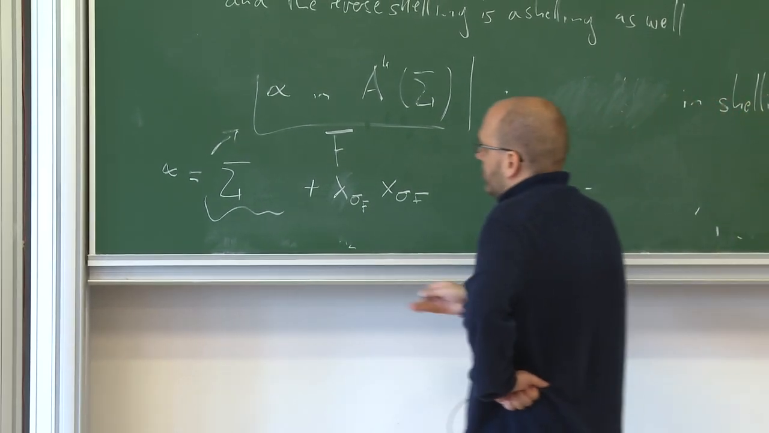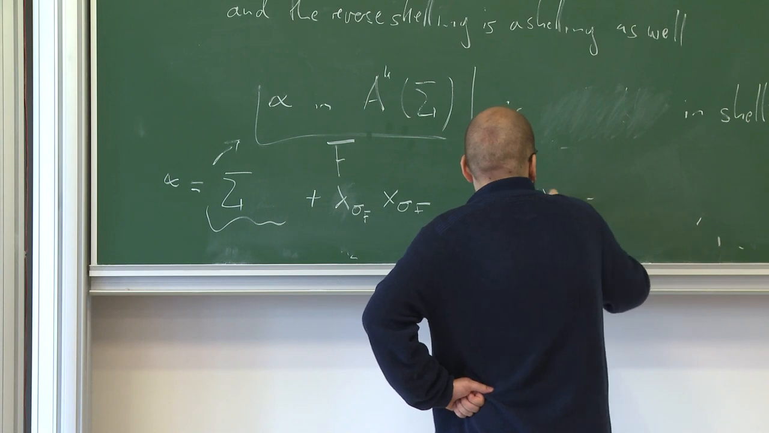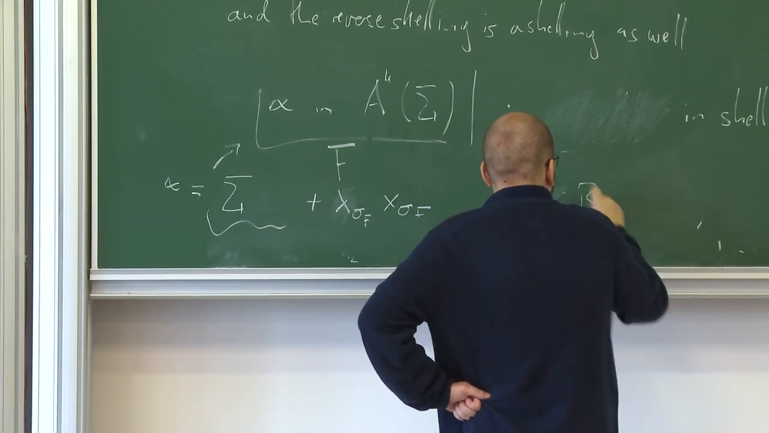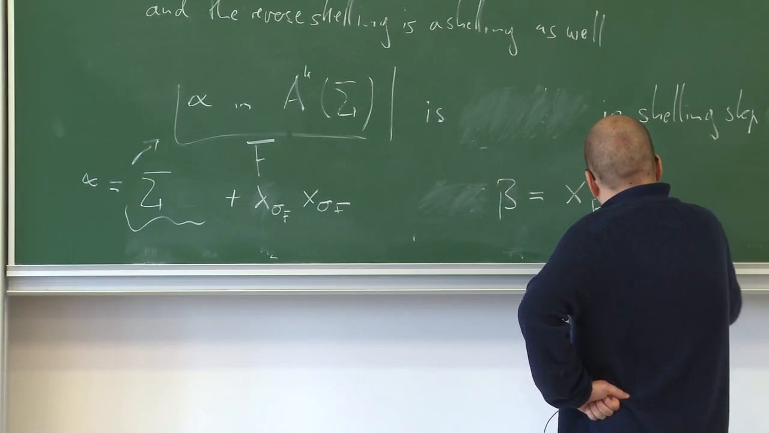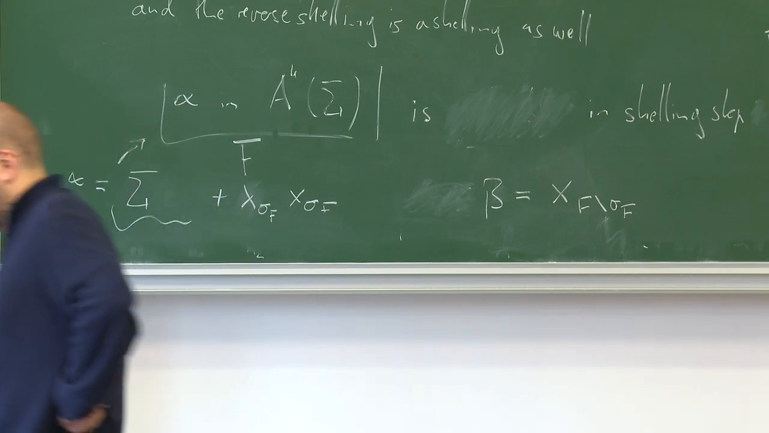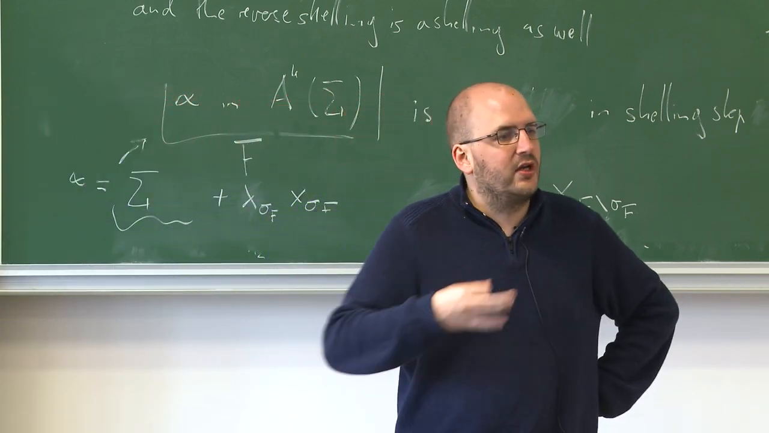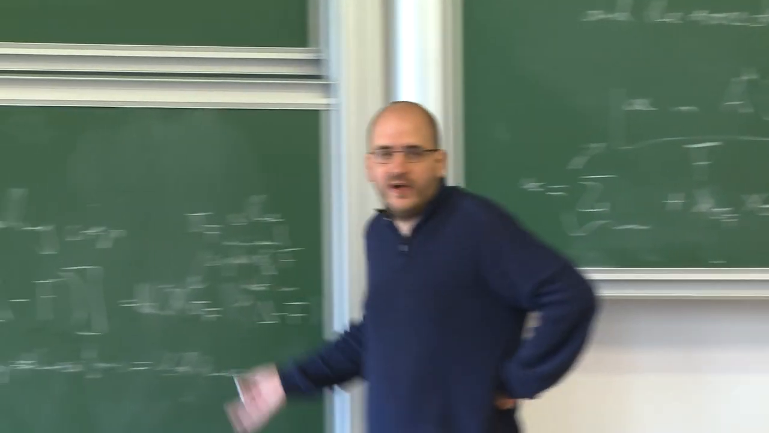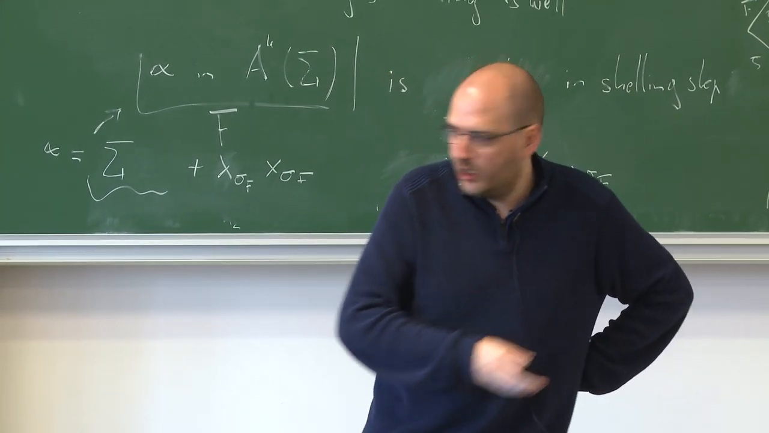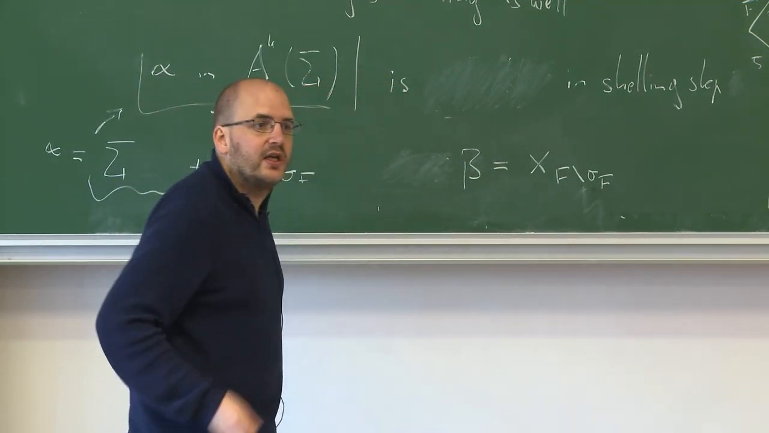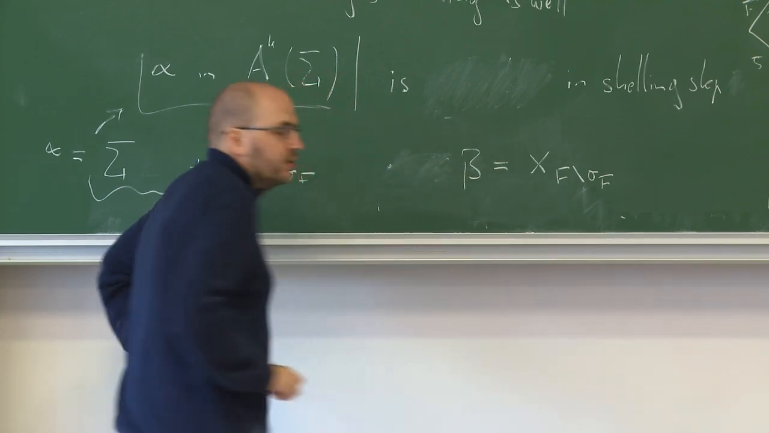And now I multiply this, I pair this times beta, which I define to be exactly x f without sigma f. Why is it the right choice? If in my shelling, sigma f was the minimal face of f that is not in the remaining part, then if I turn around the shelling, what is left in the reverse shelling is exactly the complement of sigma f in f. That's it. And now I pair these two.